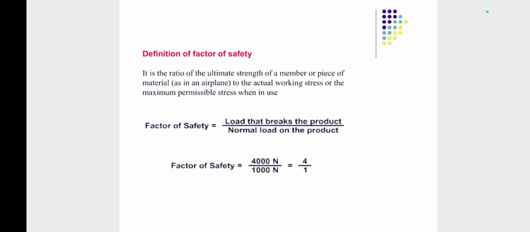For example, if a robotic arm is working normally under the load of 1000 Newton, but when the load of 4000 Newton is applied, at that time that robotic arm will simply break. So factor of safety is equal to the load that breaks the product, or ultimate stress, to working stress, that is 4000 Newton divided by 1000 Newton, 4 by 1, that is factor of safety is equal to 4. While designing any component, the factor of safety must be greater than unity.